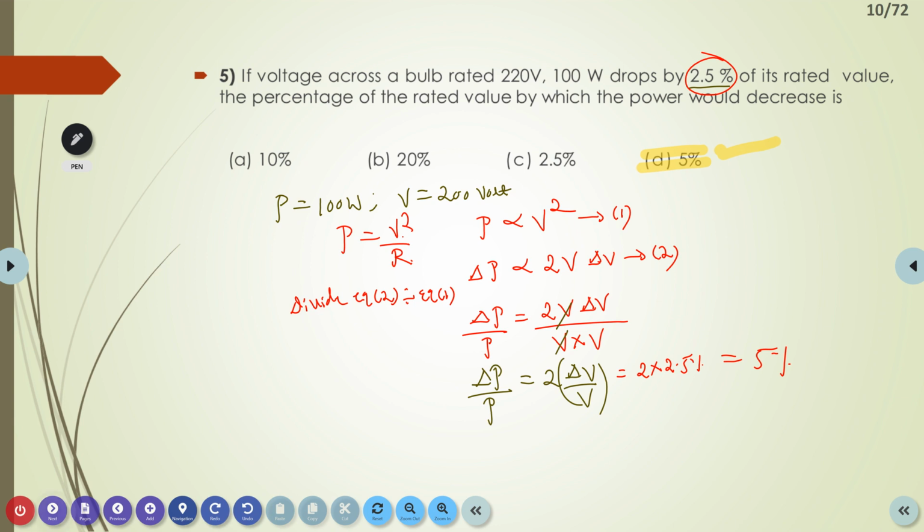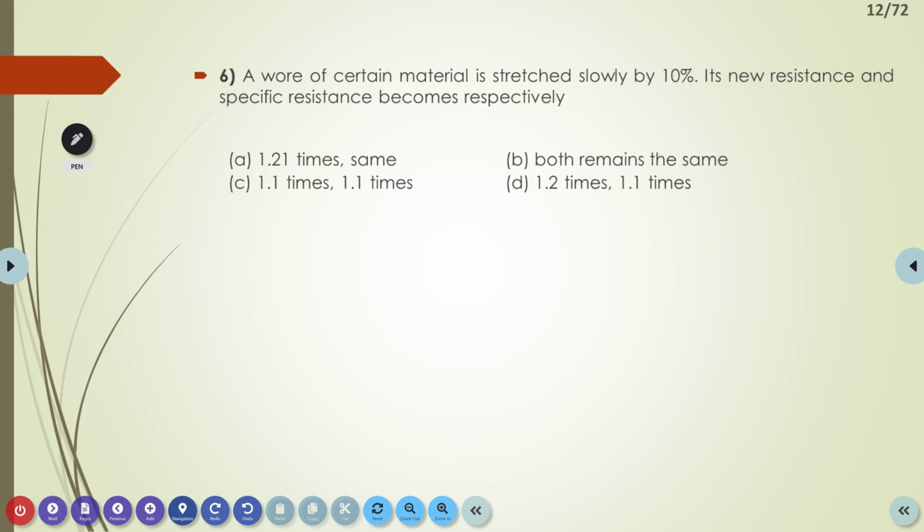Okay, fine. Next question. A wire of certain material is stretched slowly by 10%. Wire is stretched. Its new resistance and specific resistance become respectively.